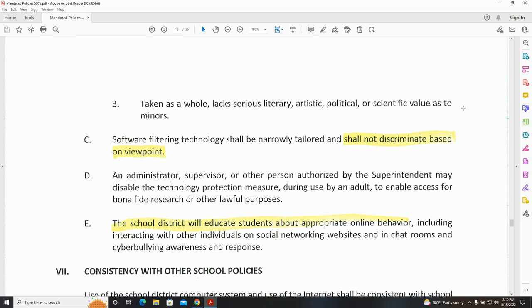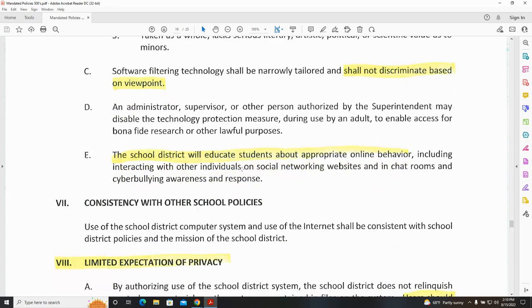Also, our filter shall not discriminate based on viewpoints. So the idea is that we will not try to discriminate against one view or another, especially when it becomes political. If one is going to be allowed, all views should be allowed as far as our filtering goes, as long as it's school appropriate.